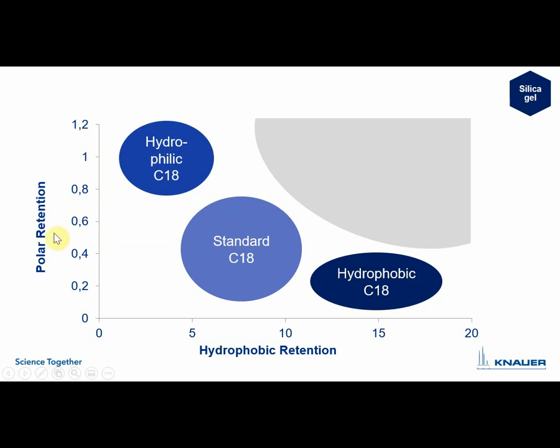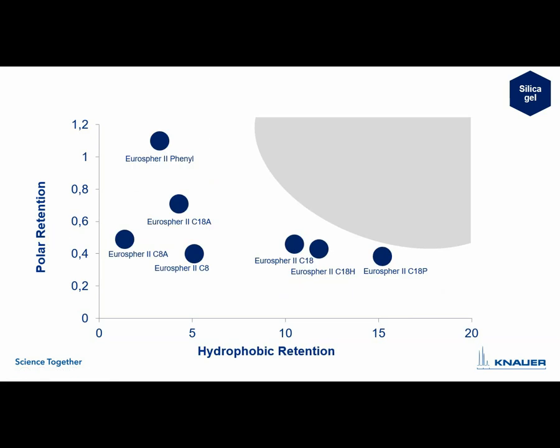And we did this for our columns. If we plot them here, you see that we cover a lot of space with our Eurosphere II phases. This means that for nearly any reversed phase application, you might find a well-working column in the Eurosphere II portfolio. Of course, it's something you have to try. Our application department is always trying to find the best column for applications, and sometimes they have to check a lot of them. But in the end, because of this wide spread, you might find the perfect one in this portfolio.